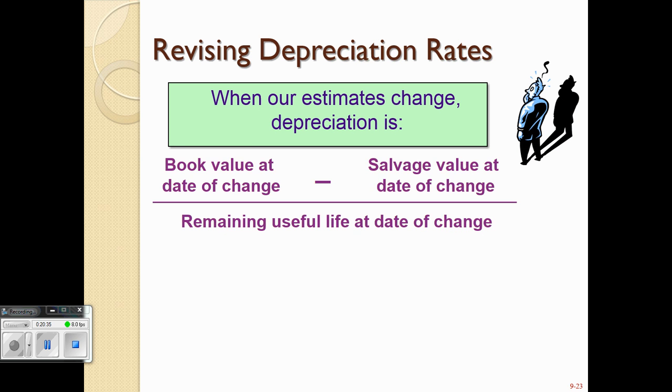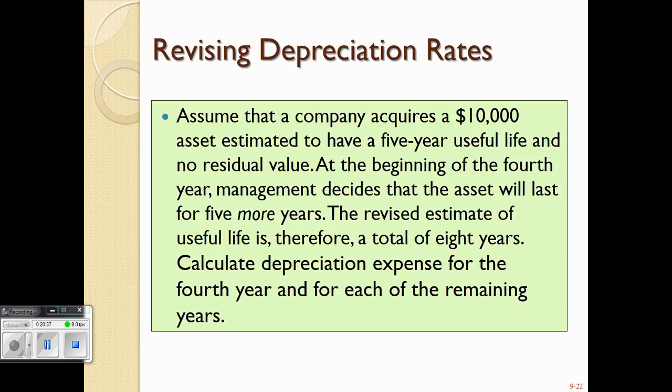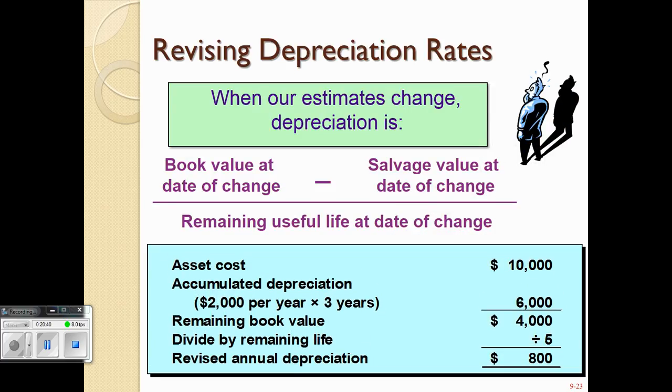At the beginning of the 4th year, they've depreciated it 3 years so far. So they've already taken $6,000 of depreciation because of the $2,000 per year. So they have $4,000 left. They've now decided it's going to last another 5 years. So they change their annual depreciation to $800. And so instead of depreciating it by $2,000 per year like they did for the first 3 years, they're now going to depreciate it by $800 for the remaining 5 years.